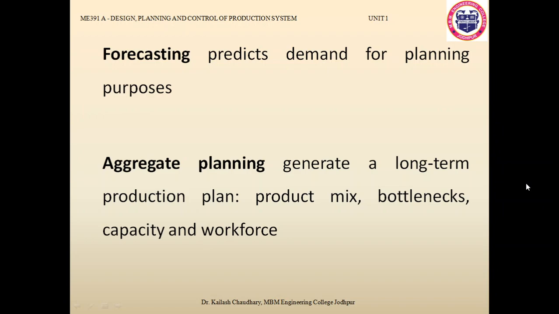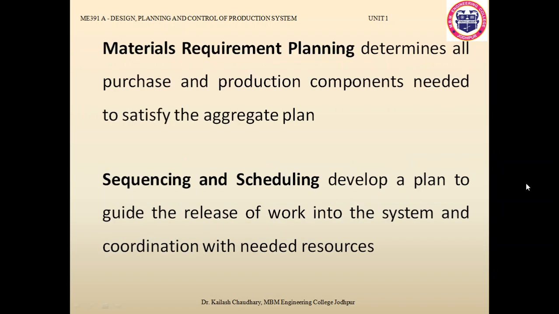Next is aggregate planning, which ultimately generates a long-term production plan that establishes a rough product mix, anticipates bottlenecks, and is consistent with capacity and workforce plans. So aggregate planning considers capacity and workforce for a particular industry, and it decides which product mix you need to produce, what are the probable bottlenecks we come across. So accordingly we decide on several points to make production planning.